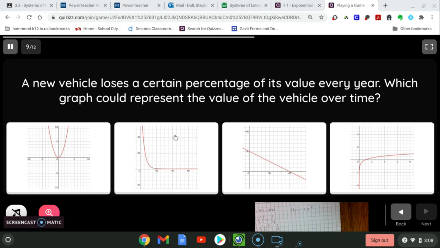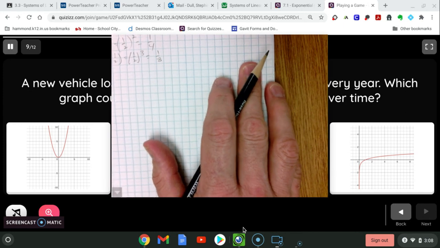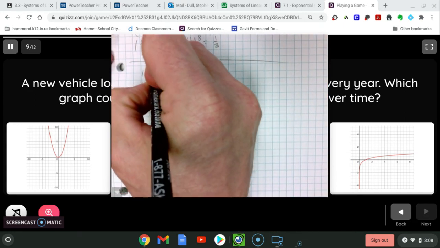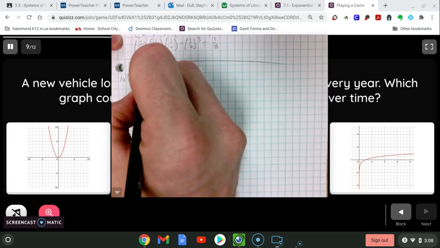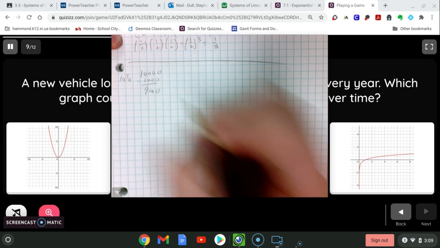And then this one is your exponential decay graph. Okay. So let's think about that for a minute. Which one of these appropriately models a vehicle losing a certain percentage of its value over time? So if I had a vehicle that was $10,000 and it loses 10% of its value, let's say, 10% of 10,000 is 1,000. So if I subtract that, 9,000.